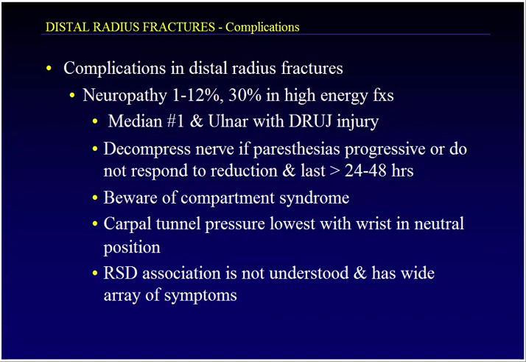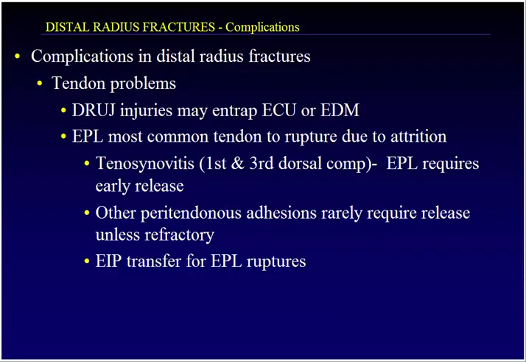And then the association with reflex sympathetic dystrophy is not well understood, but we do know that it does occur with certain distal radius fractures, and when it does occur, it is a dreaded complication. Tendon problems: DRUJ injuries can entrap either the extensor carpi ulnaris or the extensor digiti minimi. Again, if you have an irreducible DRUJ, suspect interposition of the ECU, and that needs to be removed.